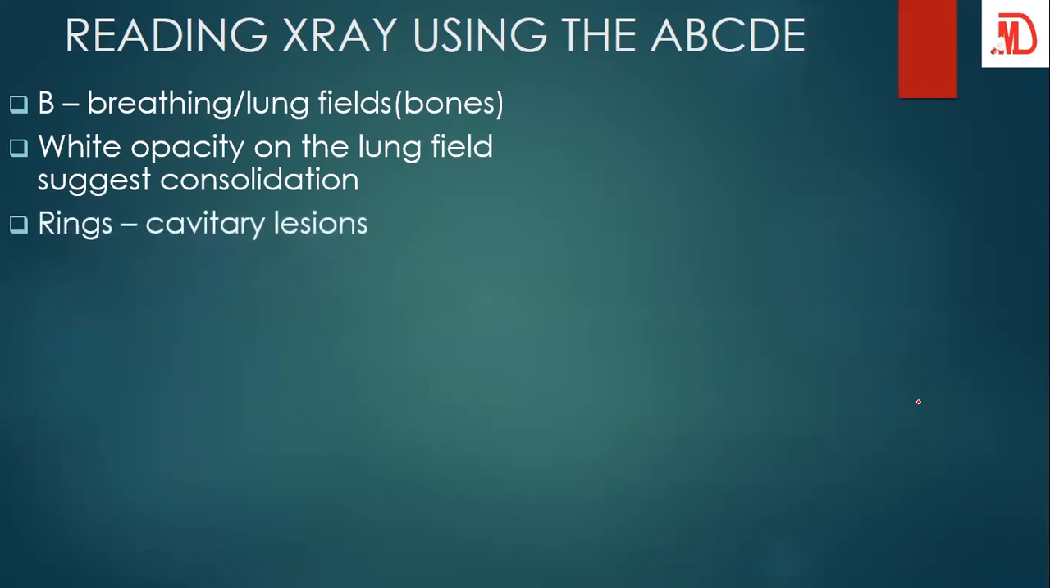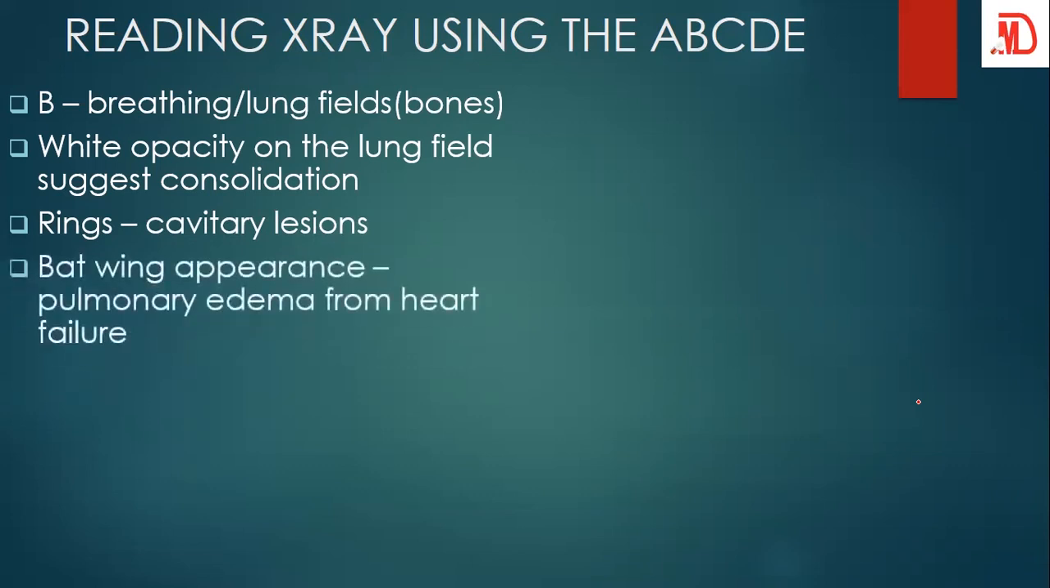Sometimes I can also see some rings on the lung field, and that suggests cavitary lesions. Then you can talk about the bat wing appearance on an X-ray. And that tells you that the patient is suffering from pulmonary edema from a heart failure, most probably from the left heart.